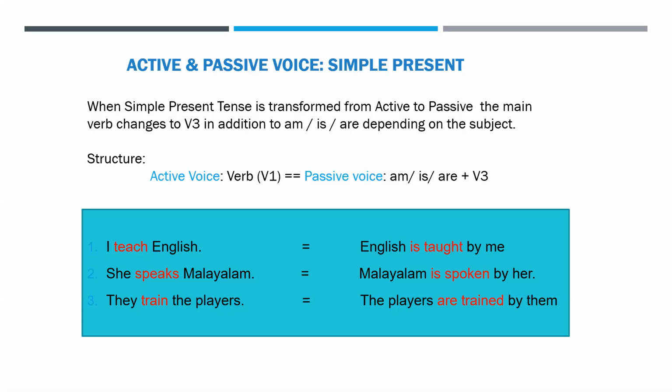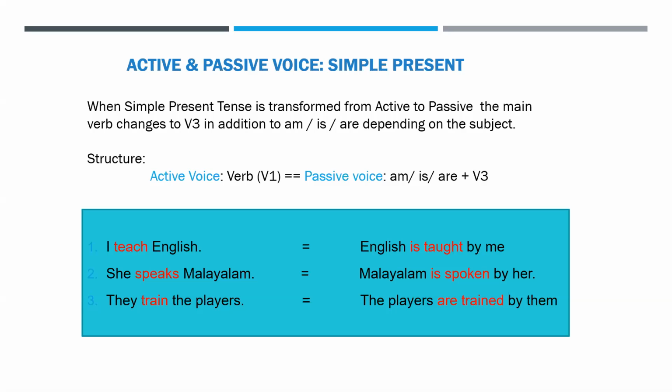Speak, spoke. What is the V3 form? Spoken. So Malayalam, and before that you will use is, because the subject is singular. So you will use is spoken by her. When you change she to the object's place, it becomes her. You can't use a name or say she and all that. You need to use, remember, the objects me, her, him, them, all that. Okay. So Malayalam is spoken by her.